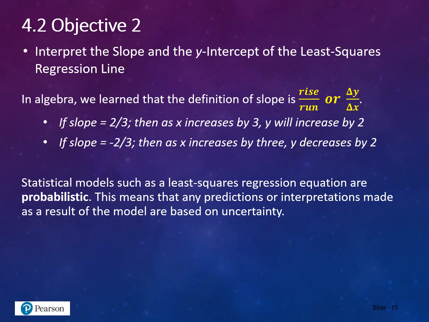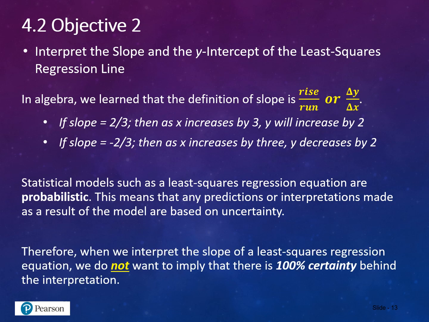Statistical models, such as the least squares regression equation, are probabilistic. This means that any predictions or interpretations made as a result of the model are actually based on uncertainty. They're just predictions. They're not fact. They're looking at trends. Therefore, when we interpret the slope of a least squares regression equation, we don't want to imply that there's 100% certainty behind that interpretation. This is a prediction, not an actual calculation.